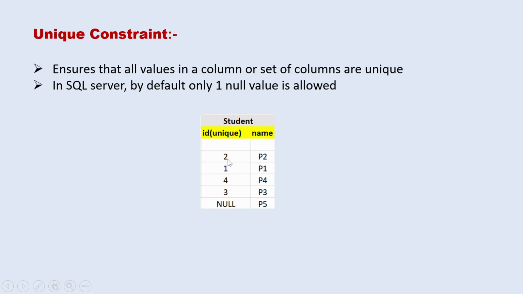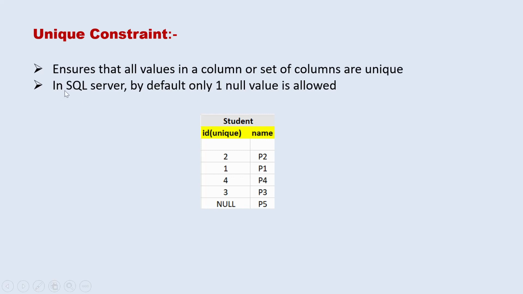So if you observe carefully, all the values are unique. They are not getting duplicated. And also it can allow a null value. Okay. So you cannot duplicate the value. Otherwise it will throw an error. So every value in this column on which we have created unique constraint must be unique or distinct.